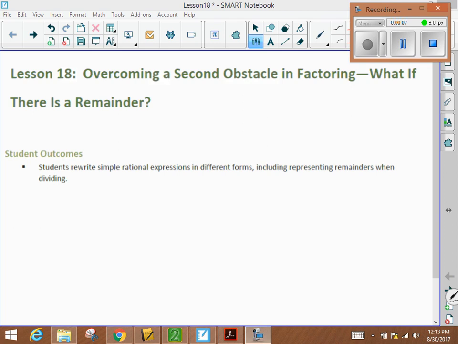Let's look at lesson 18. We're going to figure out what happens if there is a remainder when we do our polynomial division. We are going to use our three different methods: synthetic division, polynomial long division, and our reverse tabular method. So, let's get to it. Let's learn what to do with these remainders.